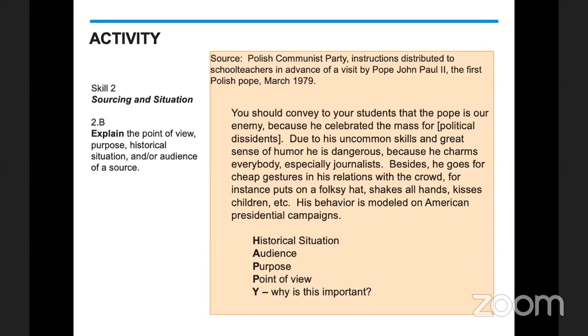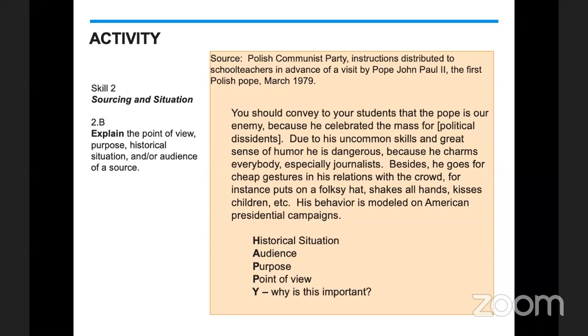So if we think about this, and if you were to just put pencil to paper right now and jot down a few bullet points: What is the historical situation that is shaping this document? Who is the intended audience of this document? Why is the Polish Communist Party putting together this document for this particular audience? What's its purpose? And what point of view is being expressed in this document?